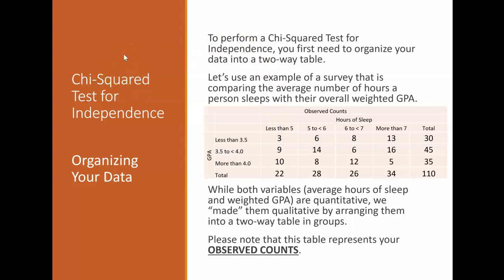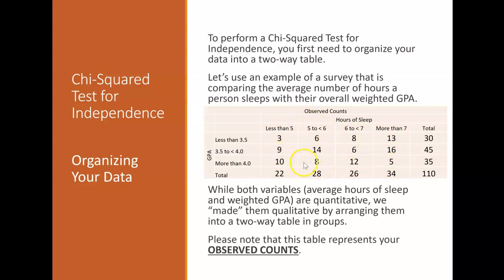So let's show you how to create that expected counts table, because how many expected counts should we have? I need one for each of these boxes. So there are 12 boxes here. So I should have 12 expected counts, right?